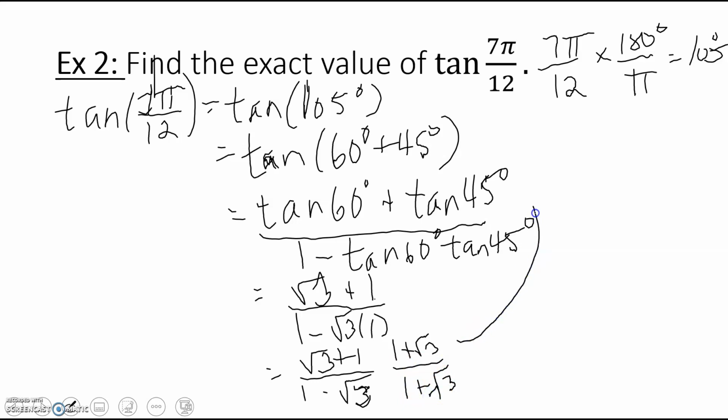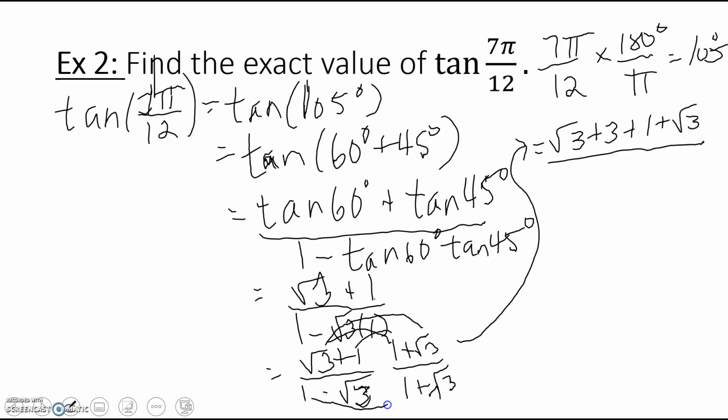And I'm just going to come up here and work that out. So in the top, I will FOIL that out. I will do square root of 3 times 1, which is square root of 3. I will do square root of 3 times square root of 3, which is 3. 1 times 1, which is 1. And 1 times square root of 3, which is square root of 3.